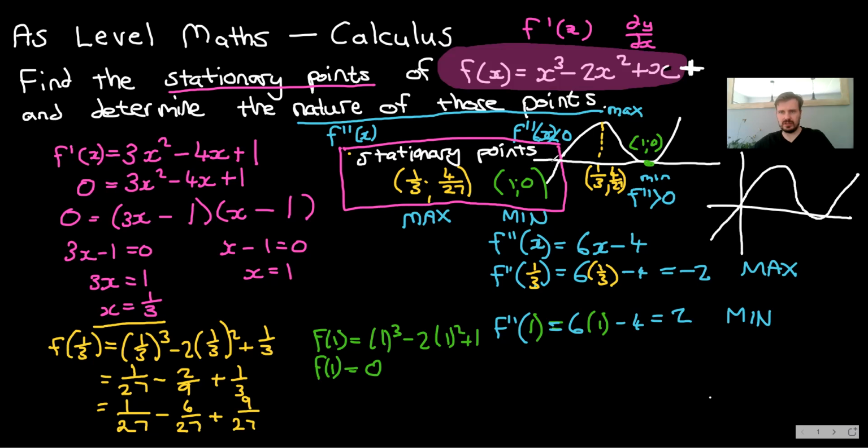Okay, so the y-axis is over here. Okay, so that is your answer. So the nature of the points tells you whether it's a maximum or minimum. We've done that, and we've gotten our stationary points.